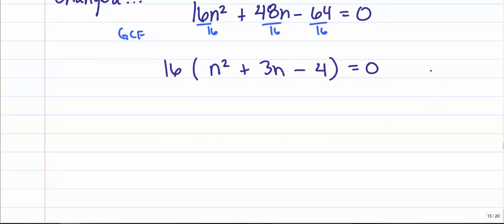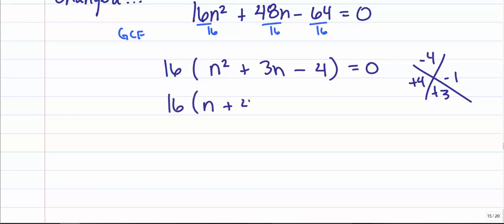Which, lo and behold, this is easy to factor. Negative 4 and positive 3 would be a positive 4 and a negative 1. And so what's different here is I'm not just factoring it, but I'm solving it, right? I've got that equals 0.